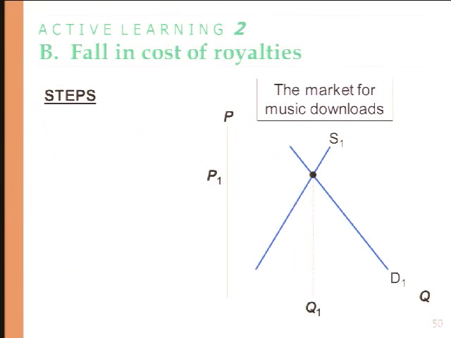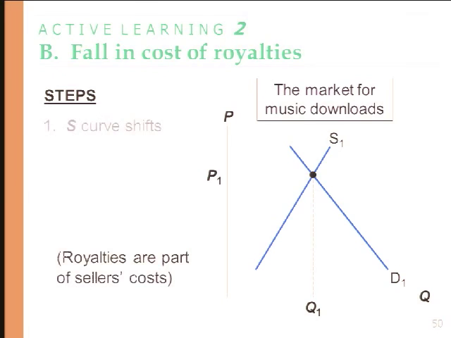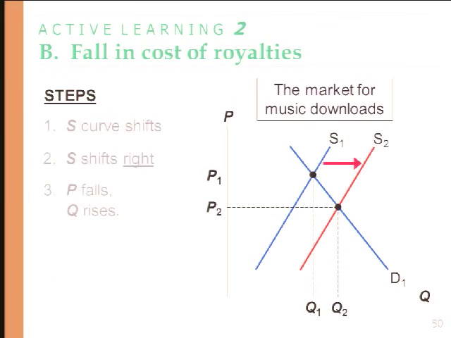Okay, both curves shift. The demand shifts to the left. Supply shifts to the right. Price unambiguously falls, which is exactly what Cameron said. But the effect on the quantity is ambiguous because the fall in demand reduces quantity, but the increase in supply increases quantity. And the question is, what's the net effect?